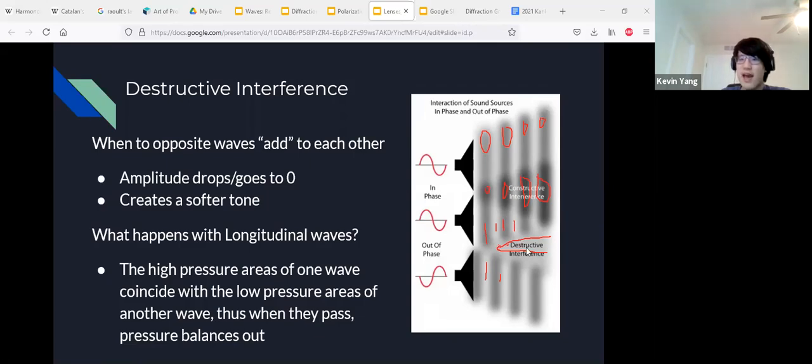All right. So does anybody have any questions about constructive interference and destructive interference? Probably clear all of the annotations. Okay.